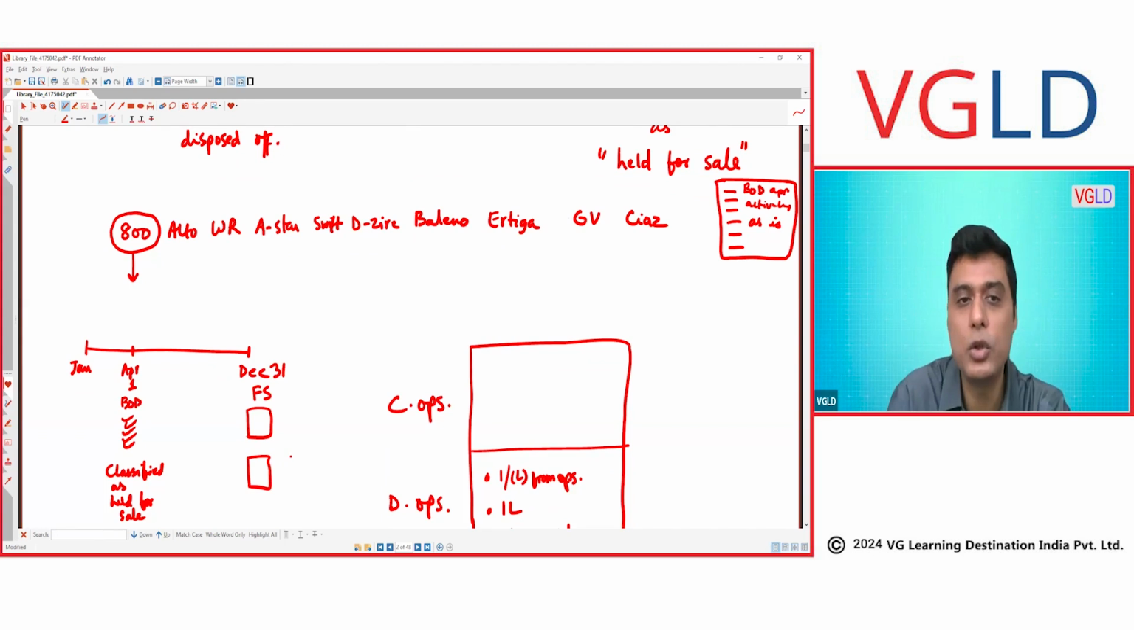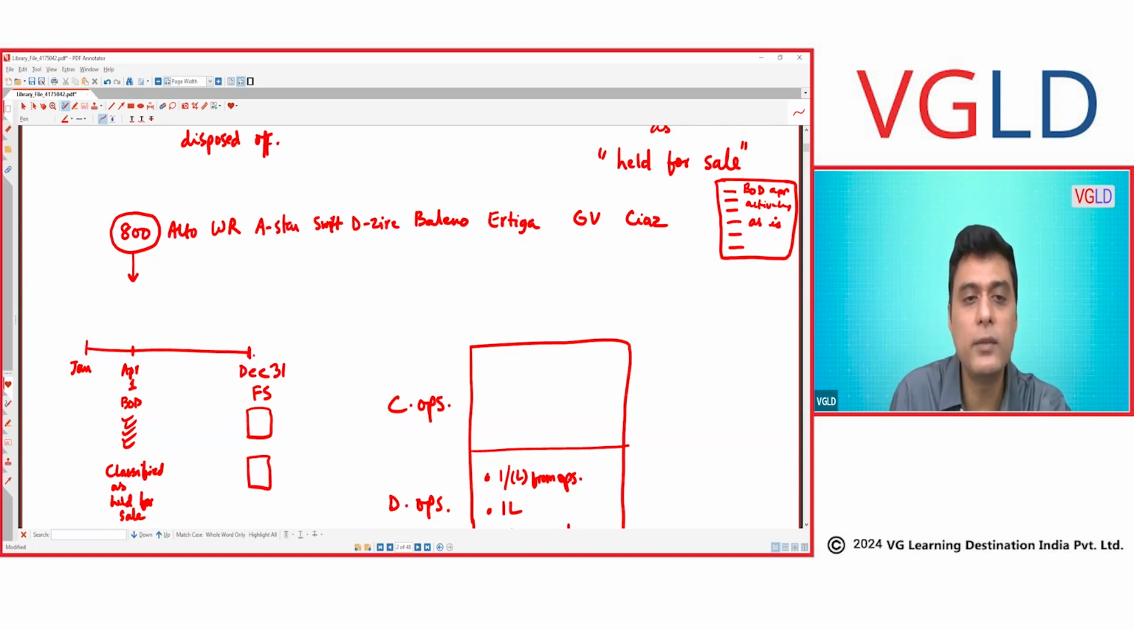So my question to you is, and operations are continuing. On April 1, it was classified as held for sale, but it has not been sold yet. We have not been able to locate a buyer yet. So on December 31, Maruti 800 is still with us. We have not been able to find a buyer. We are actively looking for a buyer. We have given newspaper ads or whichever way we are doing it. But it is still with us.